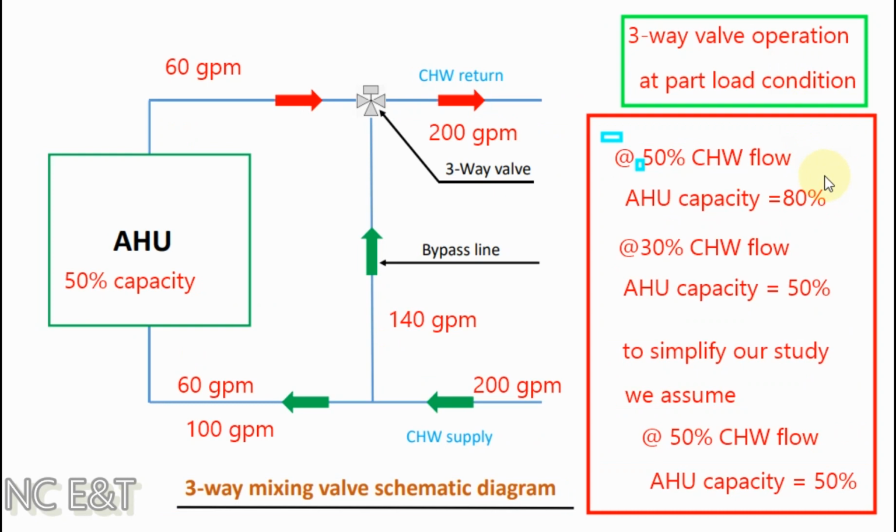Practically, the coil characteristics are non-linear, and for a chilled water flow of 50%, the AHU capacity will be around 80%. So to get 50% capacity from the AHU, around 30% of the total chilled water will flow through the AHU and the remaining 70% will bypass. So the net temperature in the chilled water return will be lower than 50 degrees Fahrenheit. But to simplify our study, we assume that at 50% of chilled water flow, we will get an AHU capacity of 50%.